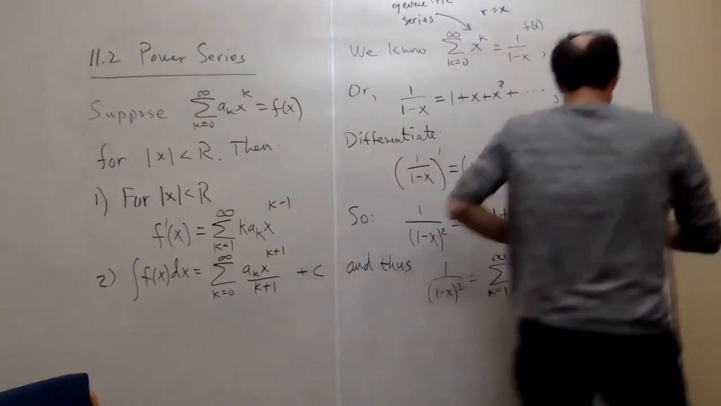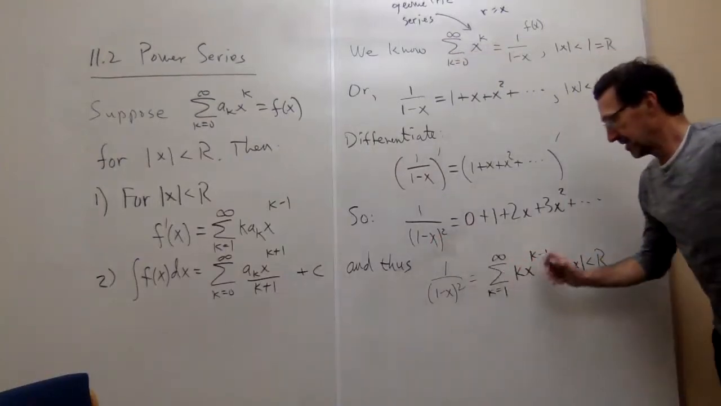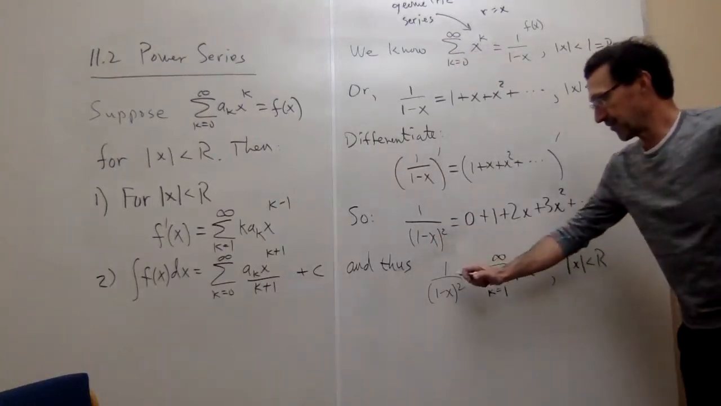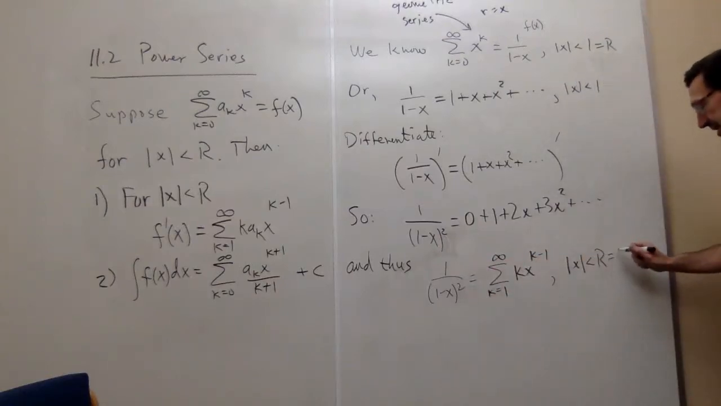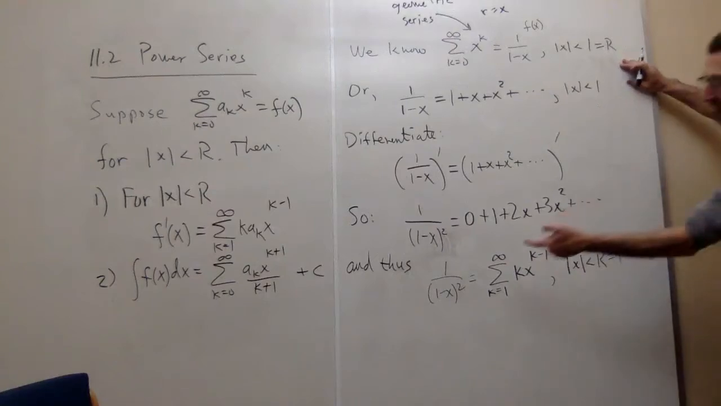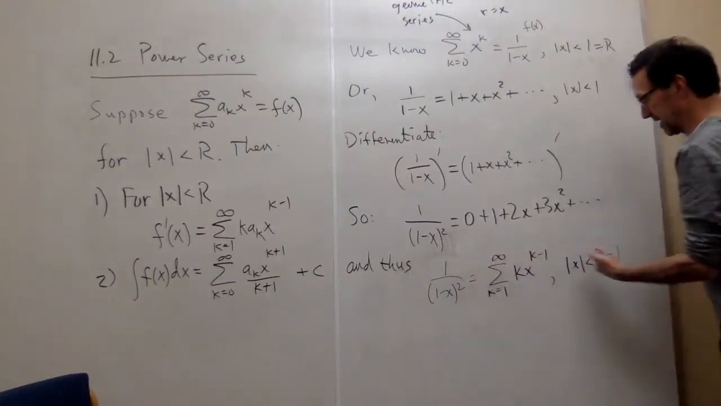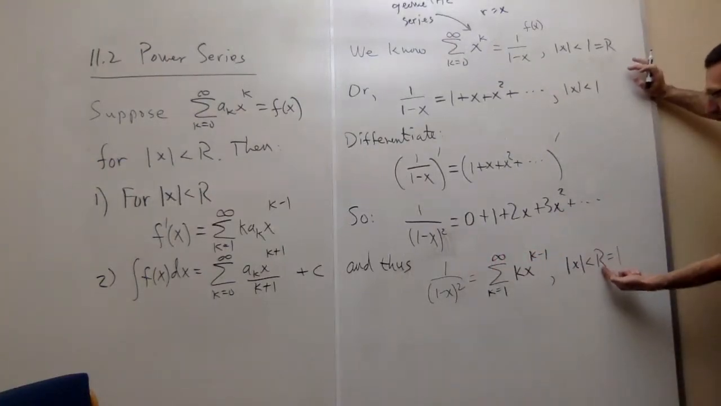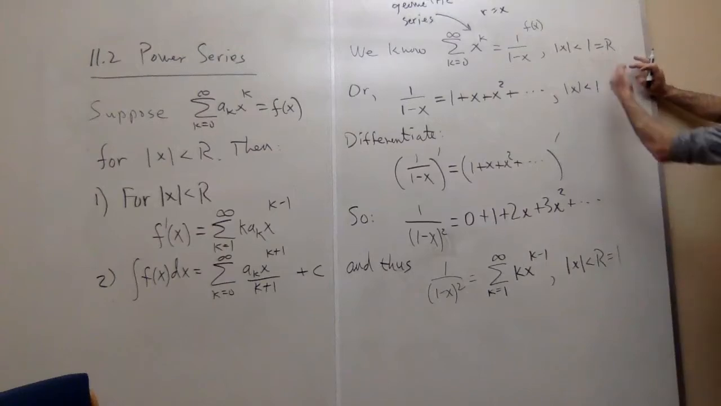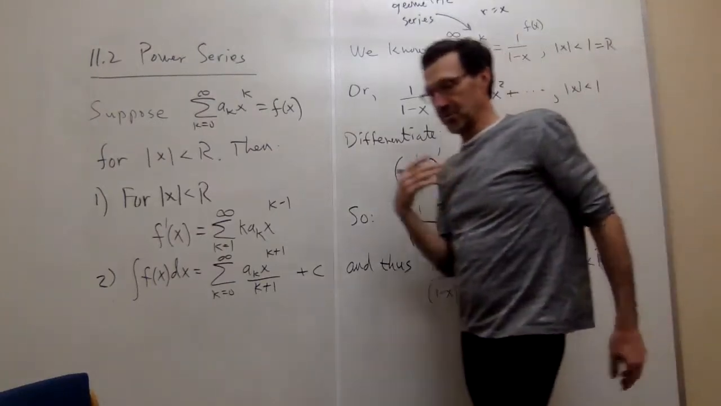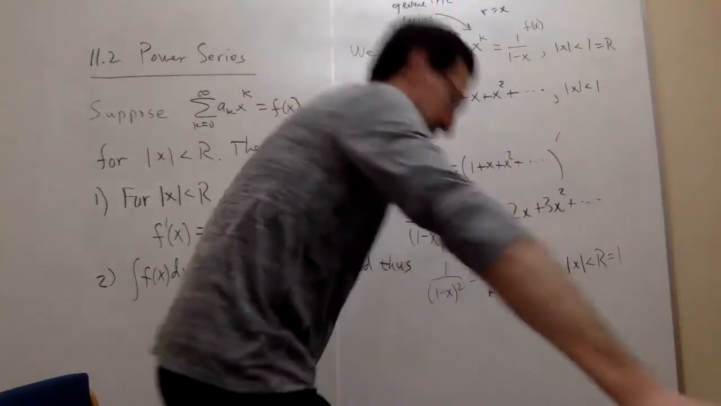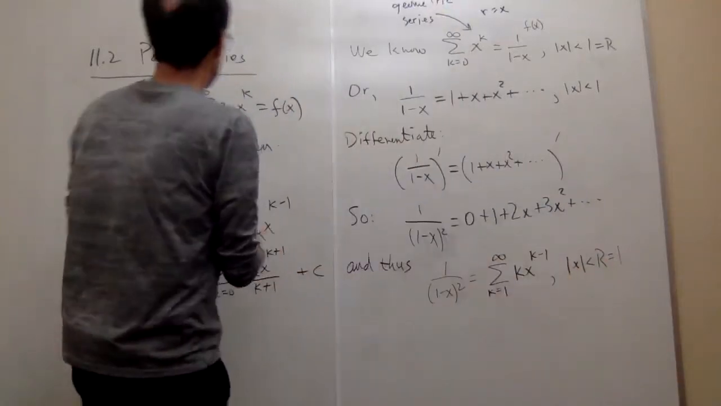And of course, this power series converges for every x to that function as long as x is inside the radius of convergence. And the derivative series inherits the radius of convergence from the original series. So r equals 1 here. So for example, let me just show you. Let's pick a number like 2/3.